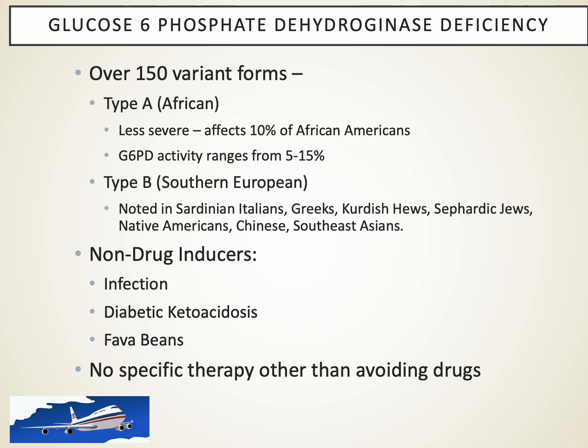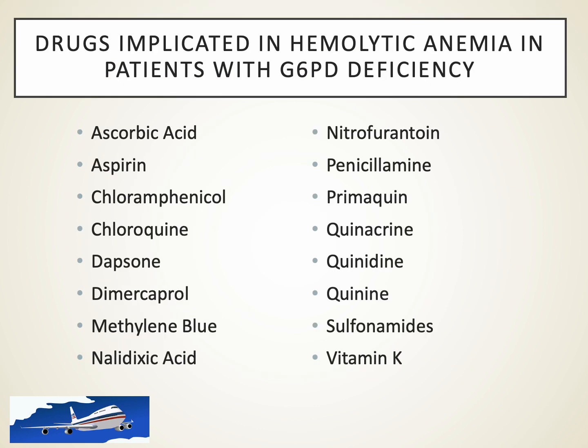Factors that predispose to the hemolytic anemia in these patients could be non-drug, not related to drugs, but infection, diabetic ketoacidosis, or some foods, particularly fava beans. But there are a number of drugs that are known to trigger this as well. The drugs that do this typically are agents that are somewhat oxidizing and affect the integrity of the membrane of the red blood cell. They're listed here. The big ones we think of are the sulfonamides and quinine and quinidine, which are not used much anymore. And vitamin C, ascorbic acid, is another one that's sort of big on this list.